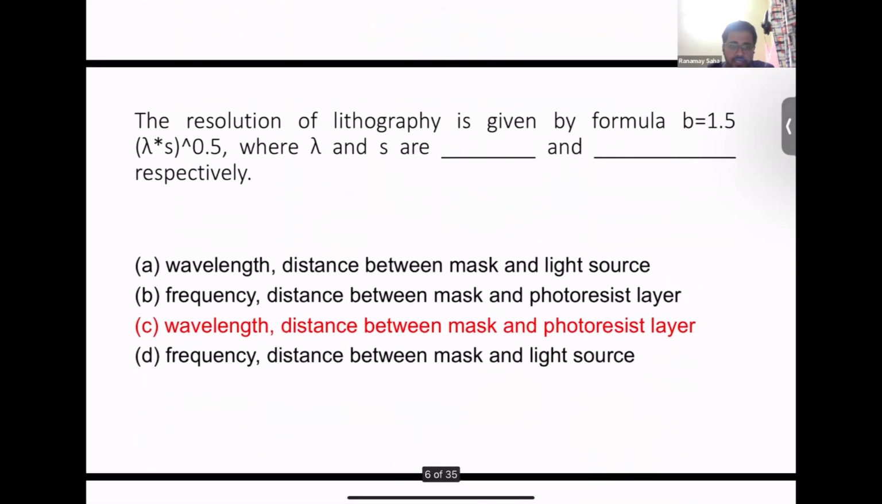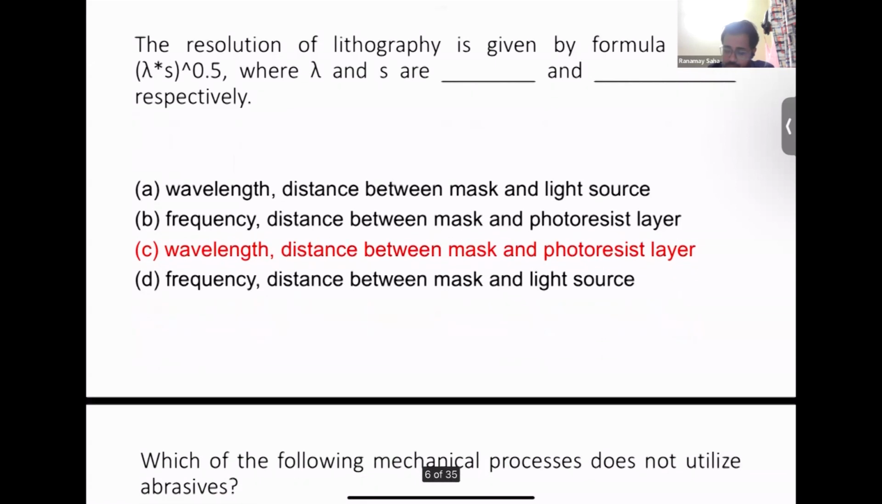The next question was pretty much a straight question. It asked for the formula for resolution in case of photolithography, which is dependent upon your wavelength and the distance between your mask, your hard mask, and then your photoresist layer. So in this formula, you have two variables, lambda and S. S stands for your distance and lambda stands for your wavelength. So option C becomes the correct option again.